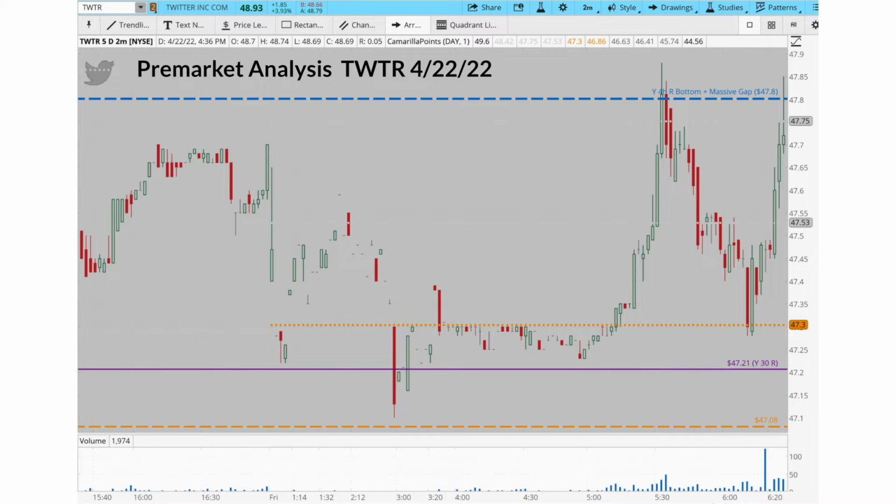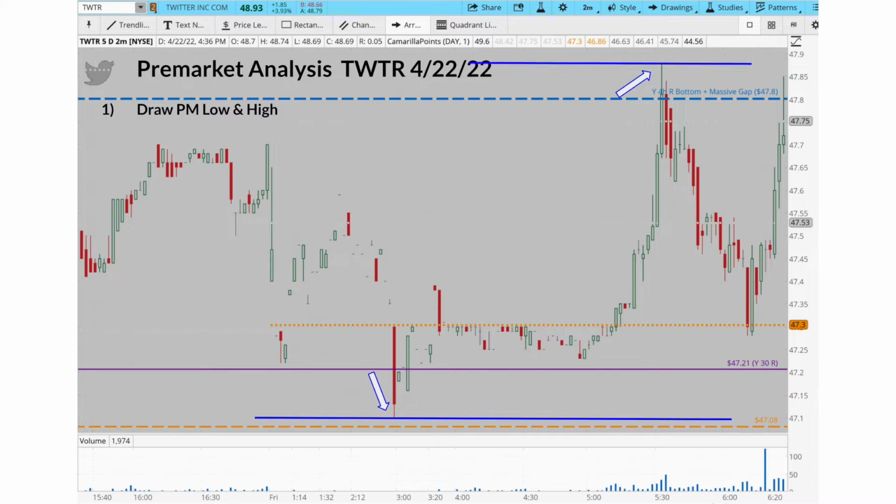This was from 4/22/22. Number one, draw pre-market low and high levels. So as you can see, we got this low level here. Throw in a level. We got this high point here of a 2-minute chart candlestick. Throw in a level there.